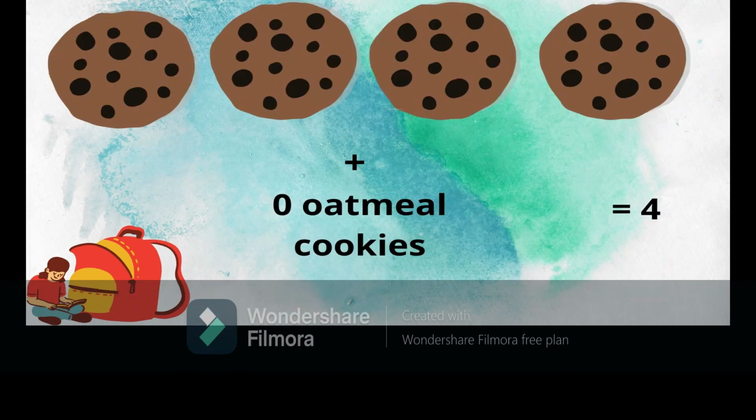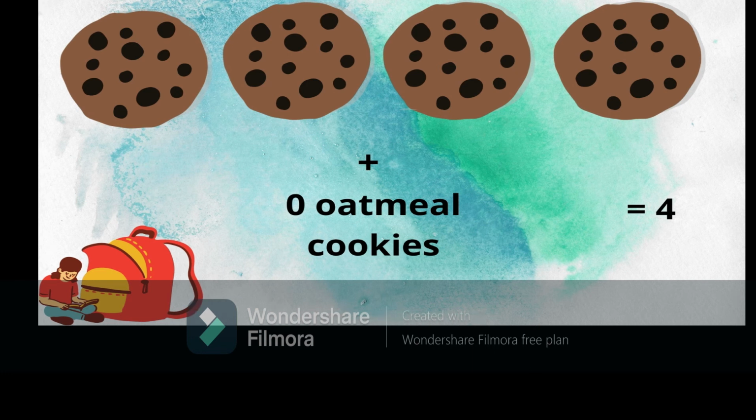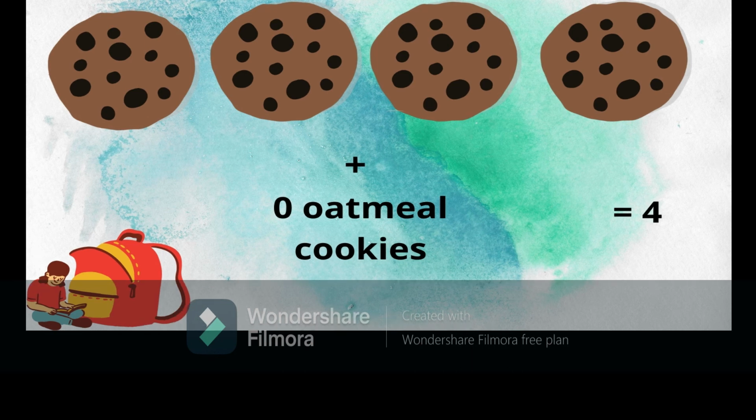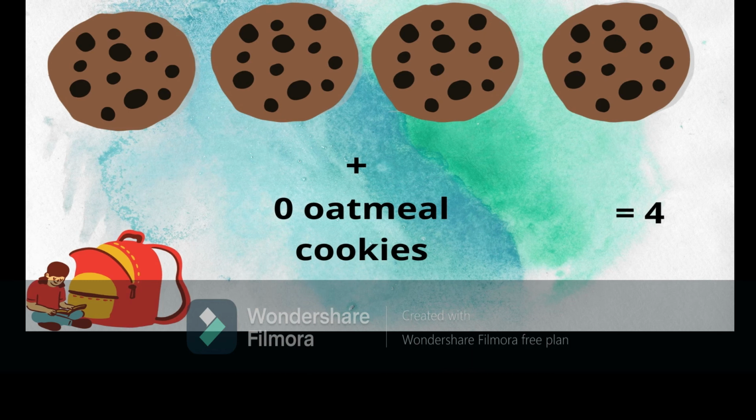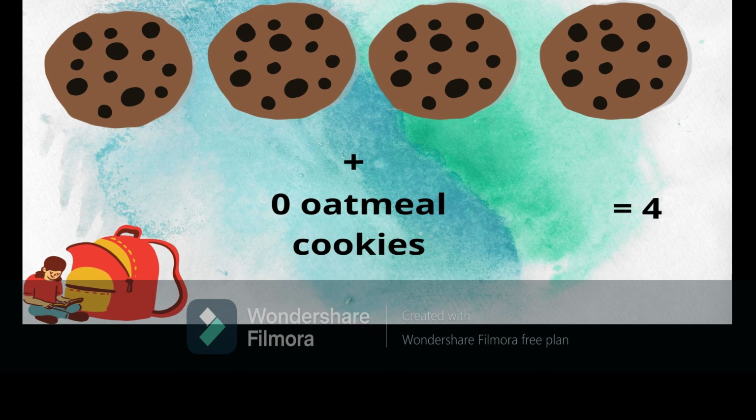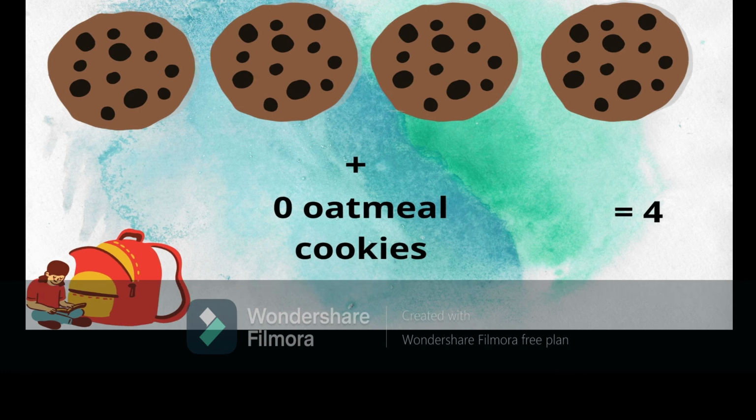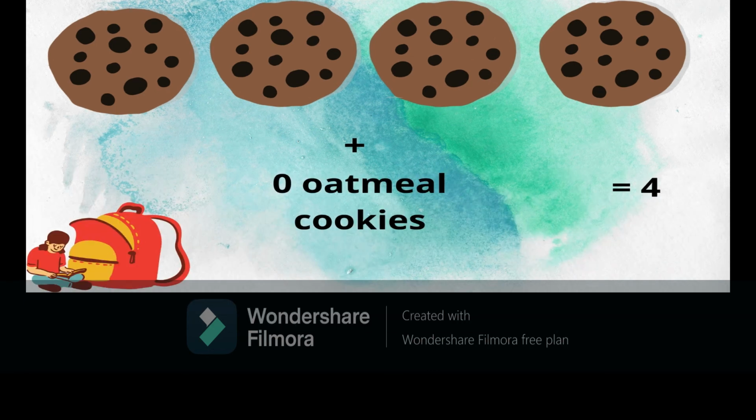Well, the next example is about the neutral element property. Let's practice. We are going to do an exercise. We put 4 chocolate cookies and 0 oatmeal cookies in our backpack. We don't have oatmeal cookies. How many cookies are there in total in the backpack? There are 4 cookies in the backpack. The sum of any number plus 0 equals the same number. Therefore, 0 is the neutral element of the sum.